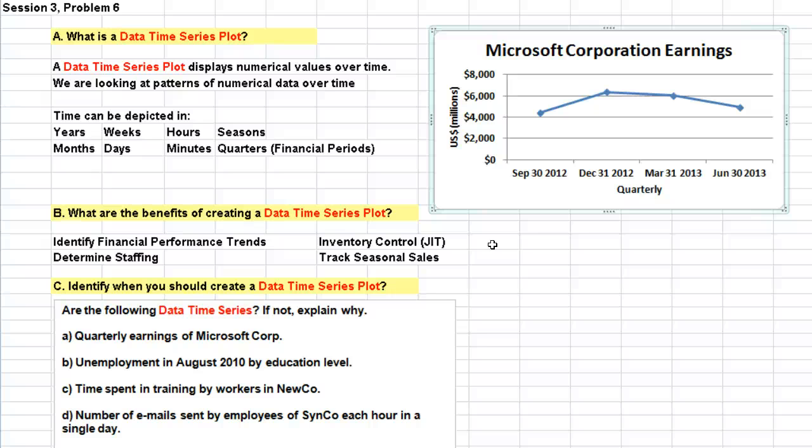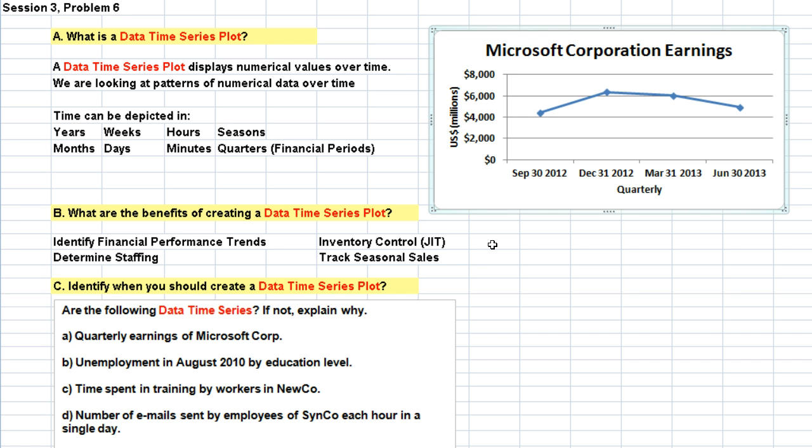And of course, we track seasonal sales. If you're an HVAC servicing company, you're going to be busier during the summer, May, June, August, September, but maybe you can go on vacation in December. So if you track your sales over seasons, maybe over months, you will be able to tell when you're incurring your profits and when you can take time off. So there are many different ways that you can get value from a data time series plot, and those are just a few of them.